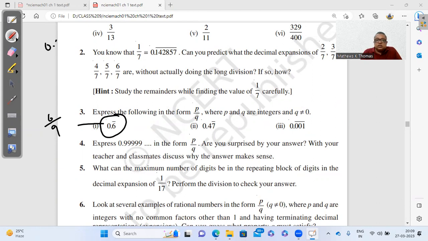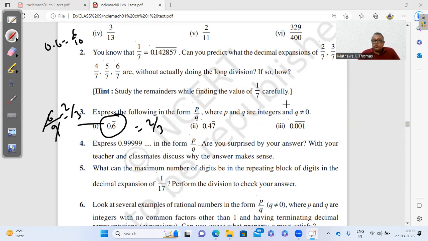Okay, 0.6 is 6 by 10. But when I am having 0.6 bar, the easiest method is divide by 9. So 0.6 bar we will write as 6 by 9. What is 6 by 9? Cancel by 3. I'm going to get 2 by 3. So the answer to 0.6 bar is 2 by 3.